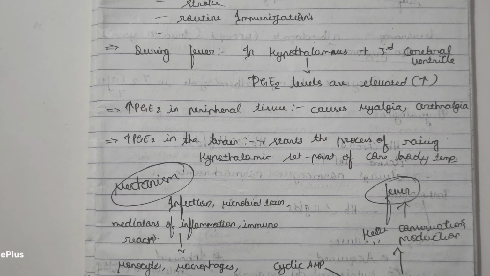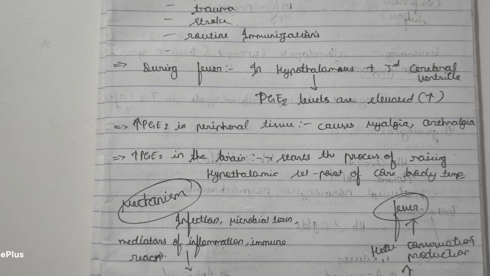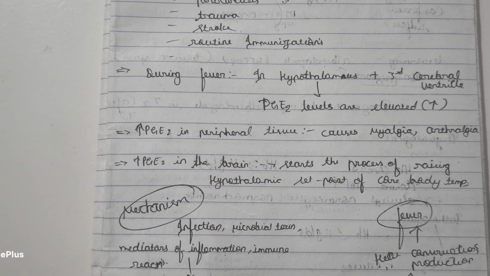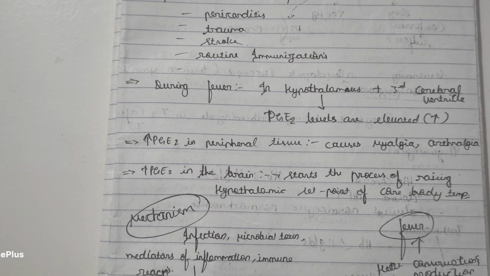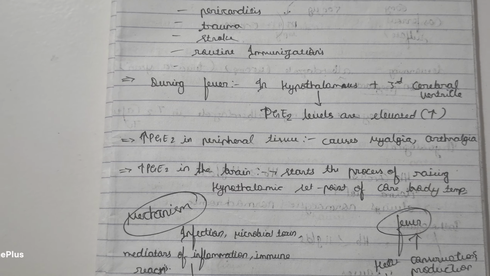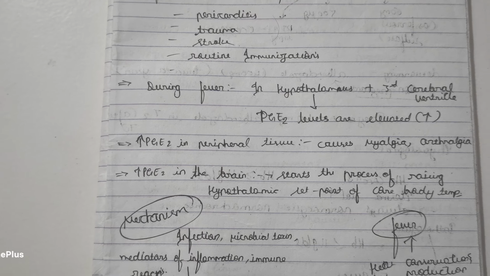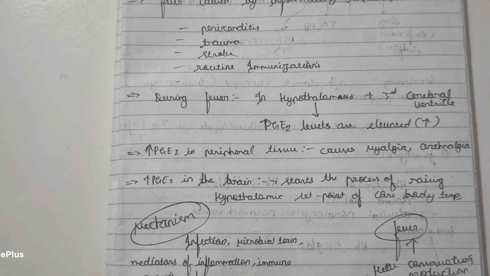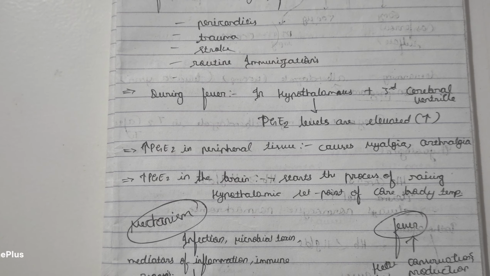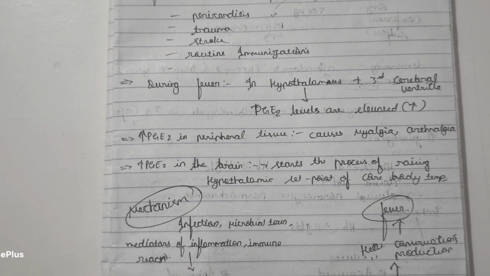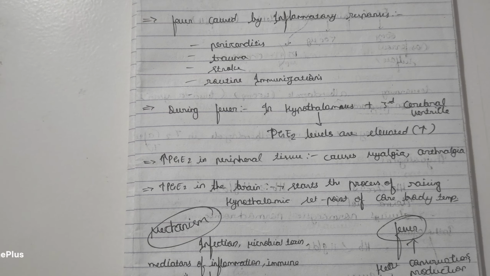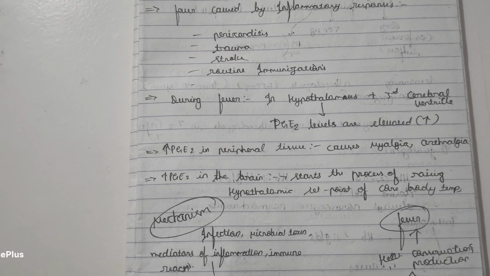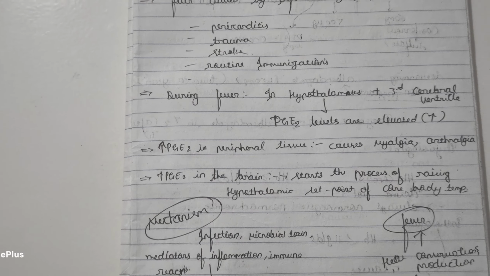Okay. So see, during fever, in the hypothalamus and third cerebral ventricle, the PGE2 levels will be increased. This increases the set point. Okay, if PGE2 levels are increased in peripheral tissue, they cause myalgia and arthralgia. You see joint pains and muscle pain. These are seen when the PGE2 levels in the peripheral tissue are increased. Okay, if they increase in the brain, what happens? The hypothalamic set point will be increased, as I explained earlier.